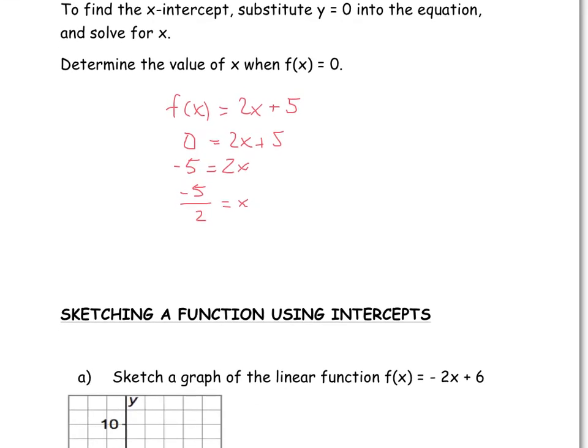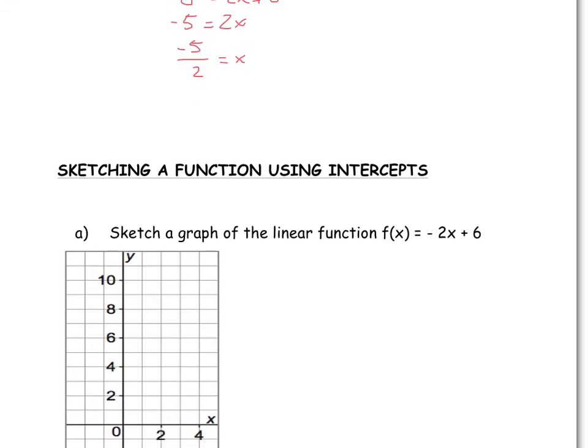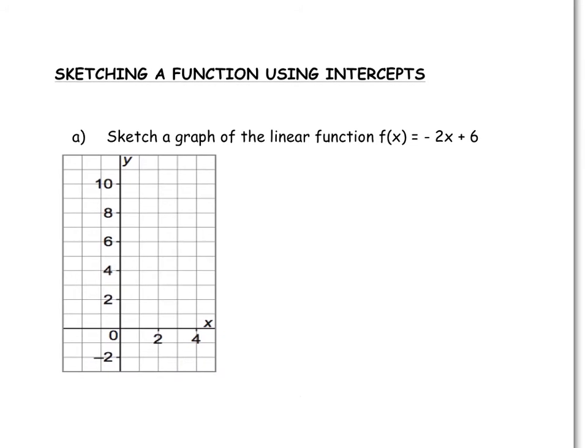Okay, so now sketching a function using intercepts. Let's sketch this one using intercepts. Basically, let's just find 2 points, and we know it's a linear function because it follows the shape of y equals mx plus b, where b is an intercept and m is your slope. So in this case, let's find our 2 intercepts.